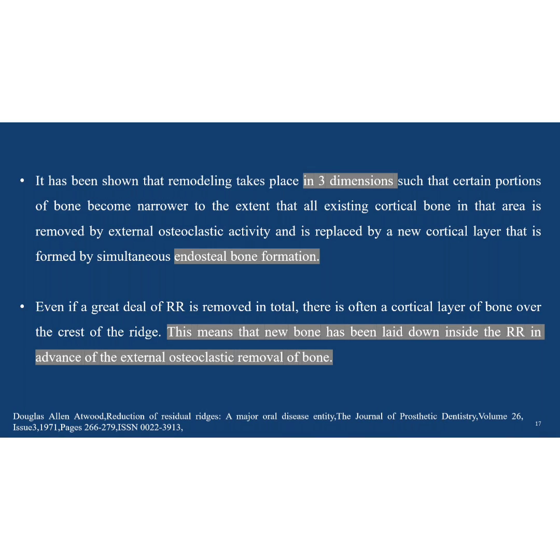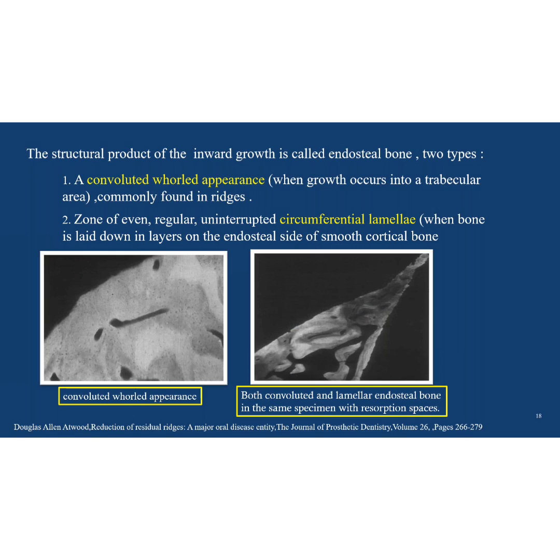It has been shown that remodeling takes place in 3 dimensions, such that certain portions of bone become narrower to the extent that all existing cortical bone in the area is removed by external osteoclastic activity and is replaced by a new cortical layer that is formed by simultaneous endosteal bone formation. Even if a great amount of residual ridge is removed in total, there is often a cortical layer of bone over the crest of the ridge. This means that new bone has been laid down inside the residual ridge in advance of external osteoclastic removal of the bone. The structural product of the inward growth is called endosteal bone.